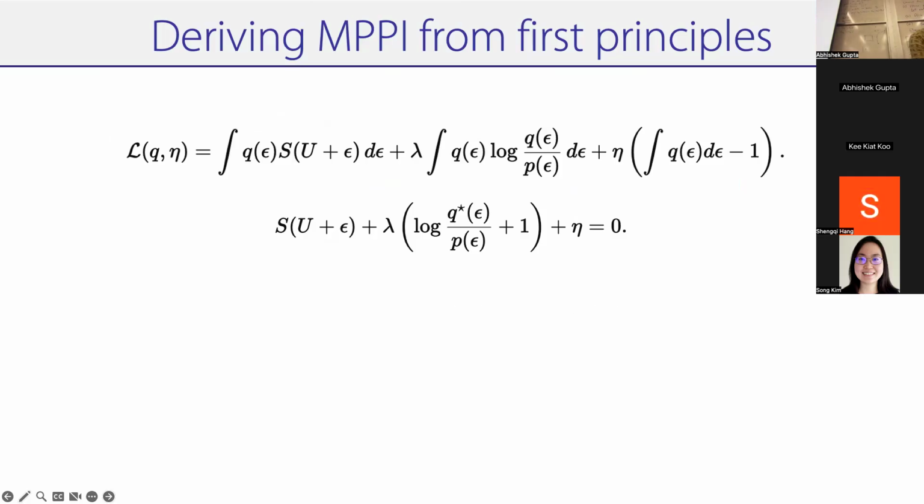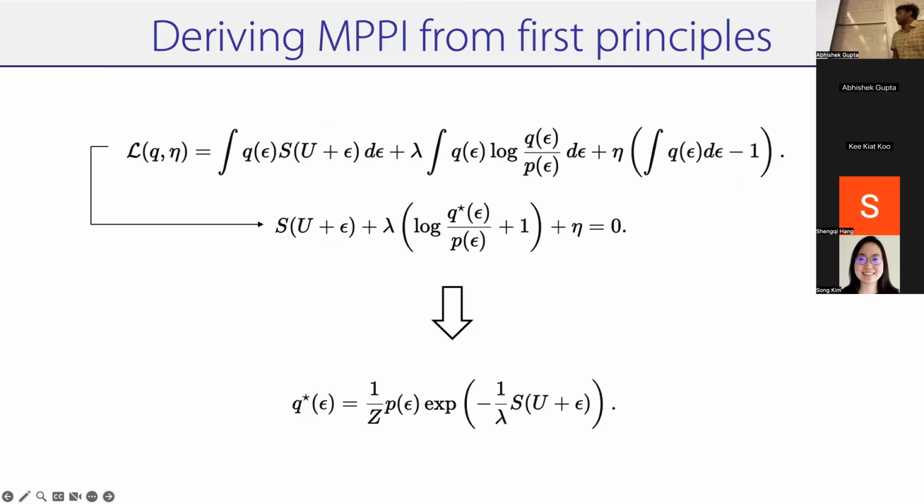And what you can work out is that Q star epsilon is proportional to P of epsilon times the exponentiated negative cost. Okay. And so you can show that basically the updated sampling distribution that minimizes the cost while not straying too far is just the reweighted previous sampling distribution by the exponential negative cost. And so this is just how you can derive MPPI. The paper does a very complicated job of doing this same thing. Cool. Does that make sense overall?